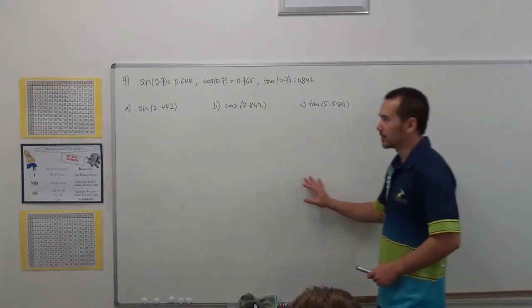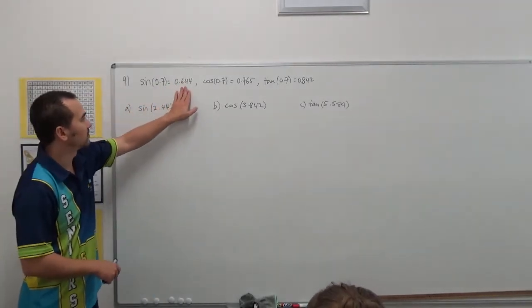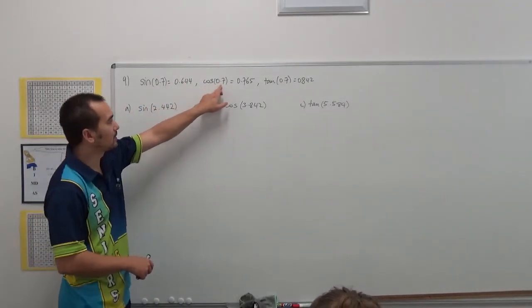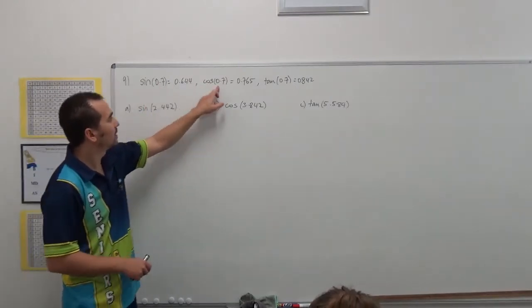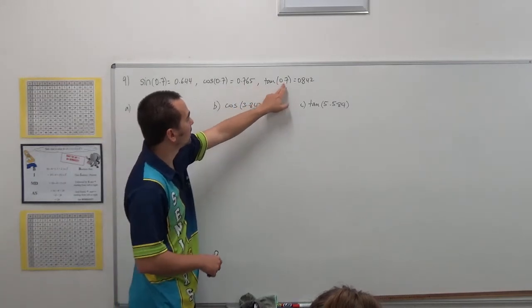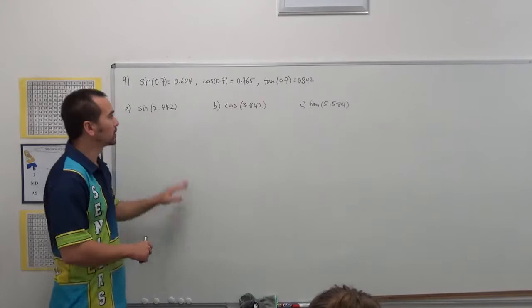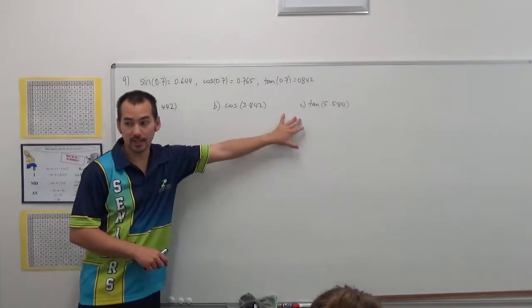Okay, so we've got sine 0.7 is equal to 0.644. Cosine, that's the same angle, 0.7. The cosine of that angle is 0.765. And then the same angle again, but for tan 0.7 is equal to 0.842. Alright, so we're going to work out what these are.